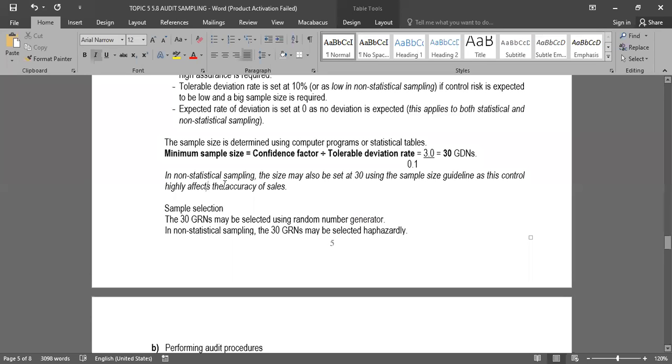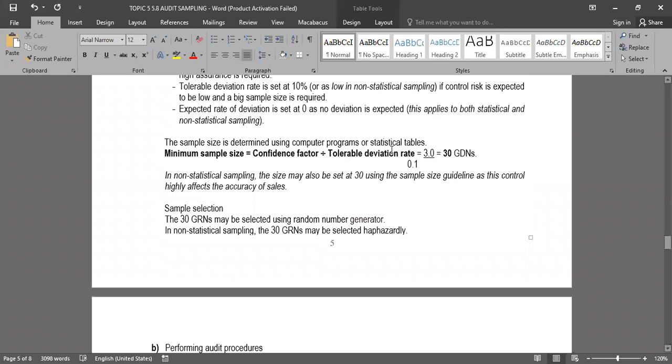Now, in non-statistical sampling, the size may also be set to 30. For non-statistical, it is judgmental. We already talked about types of sampling. There are mainly 2. You have the statistical sampling and the non-statistical sampling. In non-statistical, you use professional judgment. For statistical, you use probability and random selection. Those are the common techniques that you know.